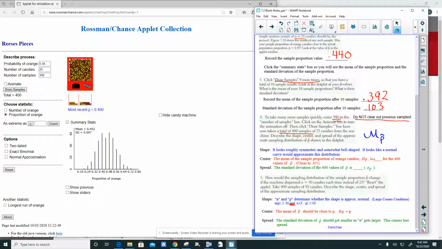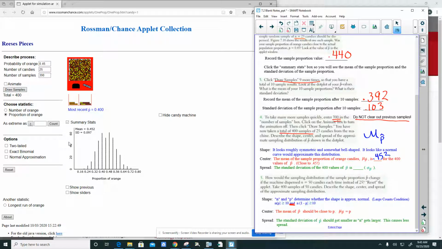It looks like, wow, look how much closer this is to the true population proportion. Remember, they told us up here on the applet, we filled in that the true proportion of orange candies was 45%. And when we took 400 samples, look how close the average of all those p-hats was. It was 45.2%. Okay, really, really close to 45.